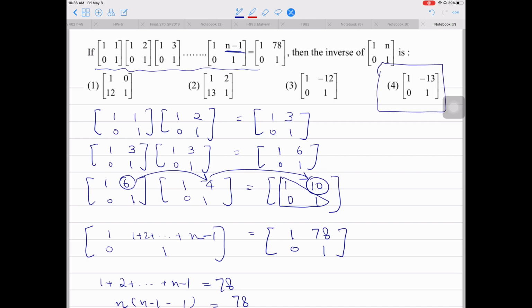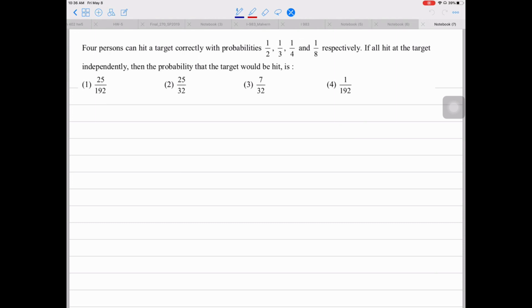Let's move on to the next question. Four persons can hit a target correctly with probabilities 1/2, 1/3, 1/4, and 1/8 respectively. If all hit at the target independently, then the probability that the target would be hit is.